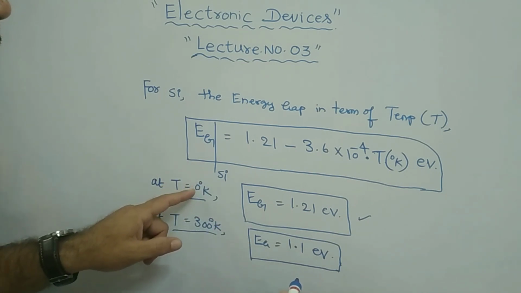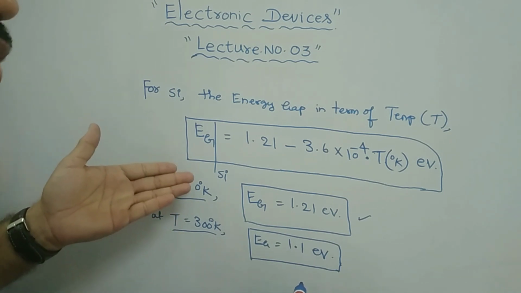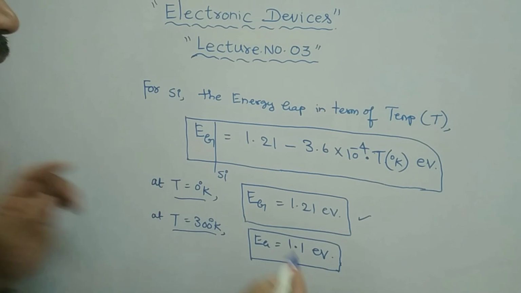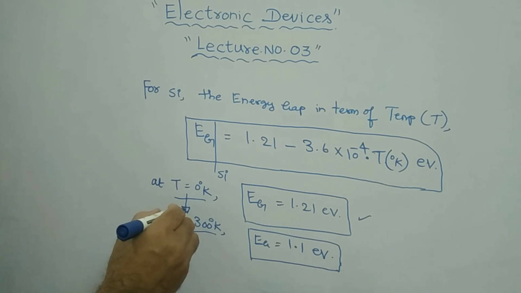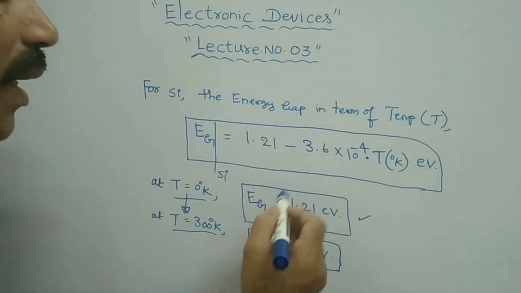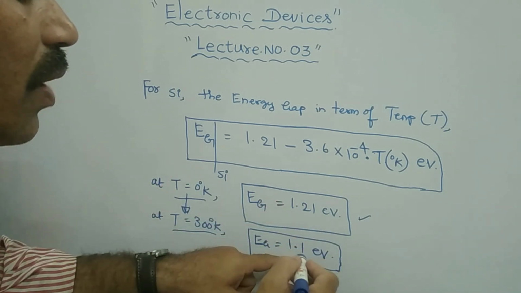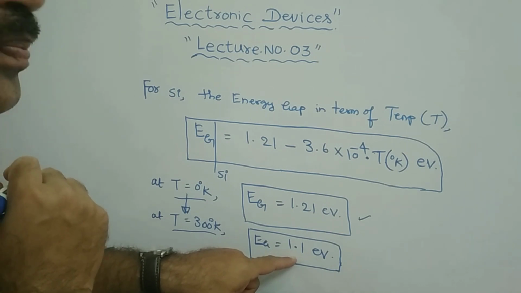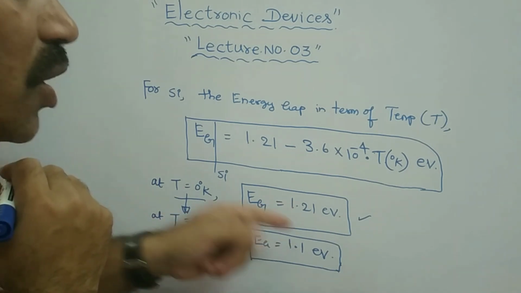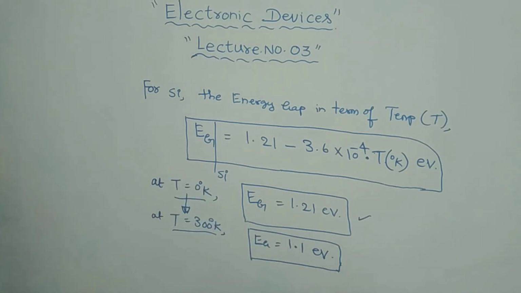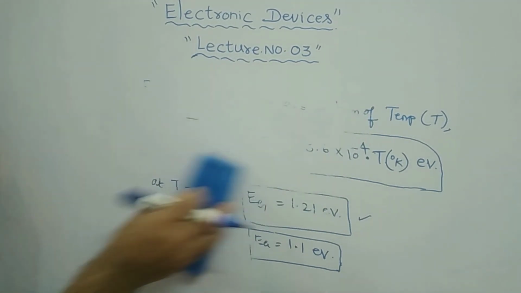My temperature is increasing from 0 to 300 degree Kelvin. So it is 0 degree Kelvin and then 10 and so on and so forth up to 300, which means I have increased the temperature. So here the temperature is increasing. What is happening to the energy gap? Energy gap initially is 1.21 electron volt. As my temperature goes on increasing, what happened to the Eg? It is decreasing. It is initially 1.21 electron volt. Now it has become 1.1 only. Means the energy gap is decreased. Clear? So what you can say is, as the temperature increases, the energy gap will decrease.